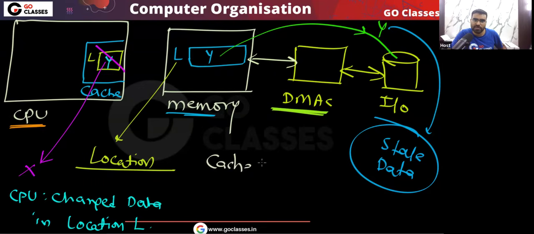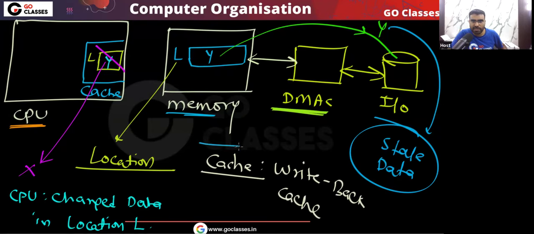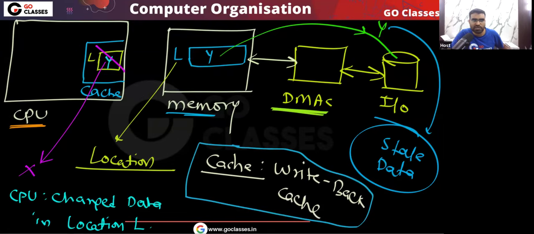Let's assume the cache is a write back cache. What does that mean? It means that when the CPU writes data in the cache memory, the main memory will not change immediately.